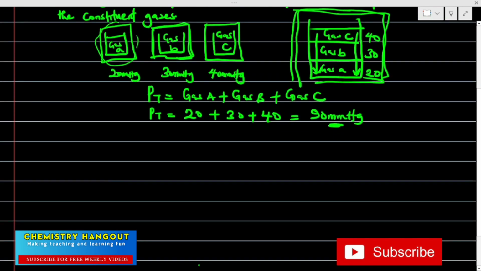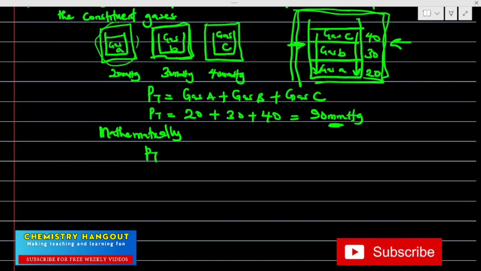So we can now say that mathematically, if you want to represent that law mathematically, the total pressure in this container, I use this as a case study. Now the total pressure here will be the pressure of gas A plus the pressure of gas B plus the pressure of gas C. And this very particular illustration is the Dalton law of partial pressure.